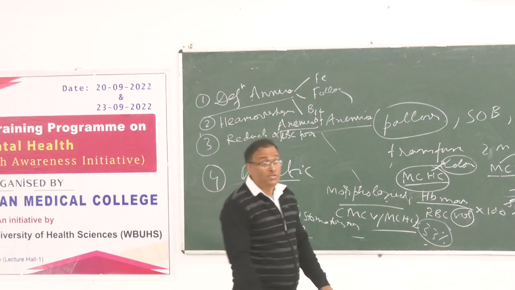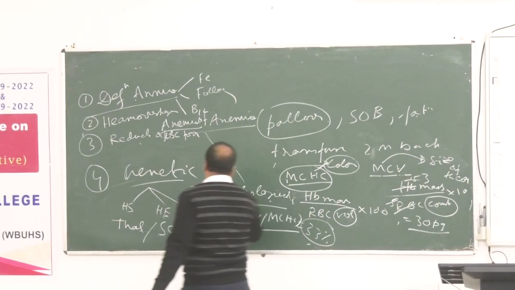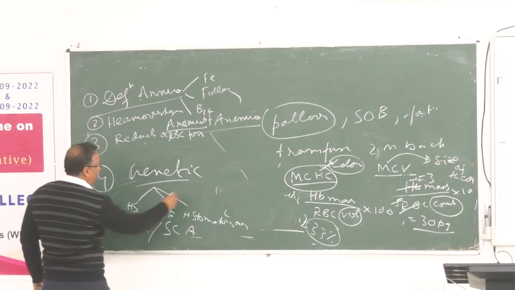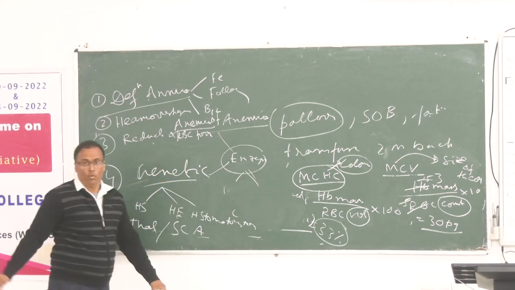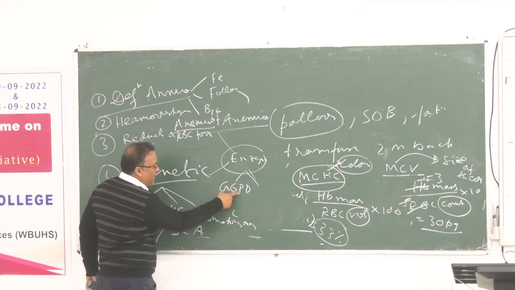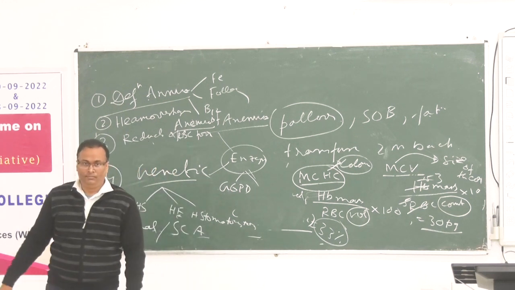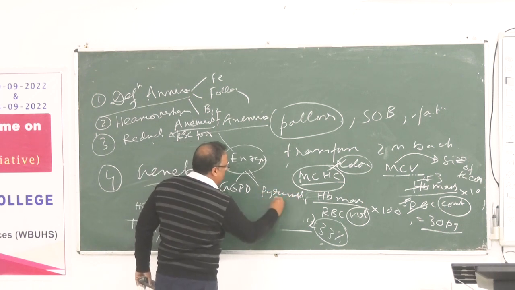Another case is enzyme deficiency. One or two enzyme deficiencies are important for you. That is glucose 6-phosphate dehydrogenase. I would not go into it now, but this will come in biochemistry also. But remember this: some enzyme deficiency will be there. Among enzyme deficiencies, two are important: one is G6PD, glucose 6-phosphate dehydrogenase, and another is pyruvate kinase.